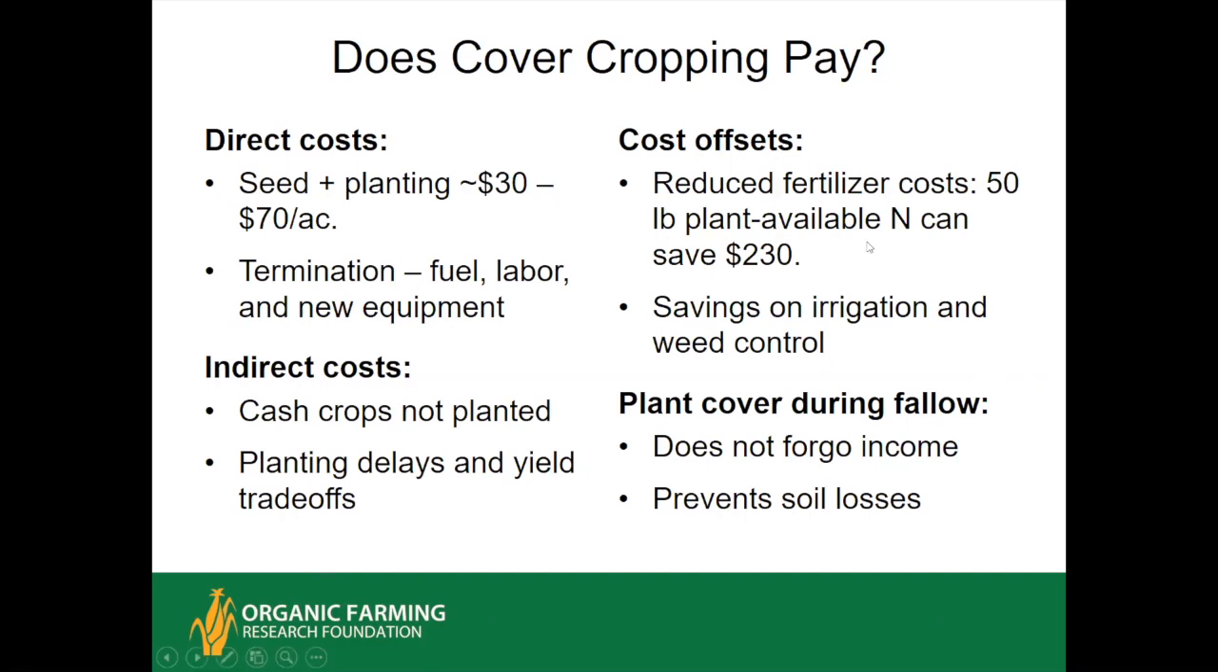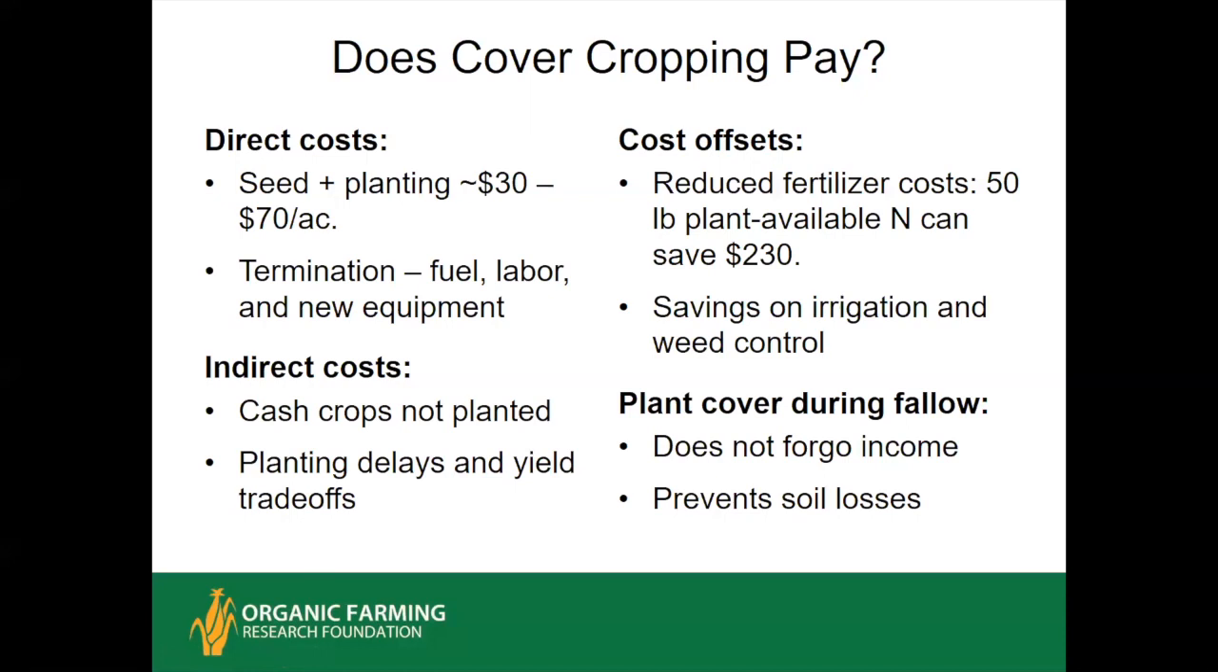If you're growing a cover crop that contains a legume component and you're reducing your fertilizer needs by 50 pounds per acre, if you're an organic grower using something like feather meal, you'll be saving $200 to $250 on the fertilizer you didn't need to add. And then you will have savings on weed control if the cover crop is helping with weed pressure. And in the long term, you will get that improved soil moisture holding capacity, so you will not have to irrigate as frequently or as much.